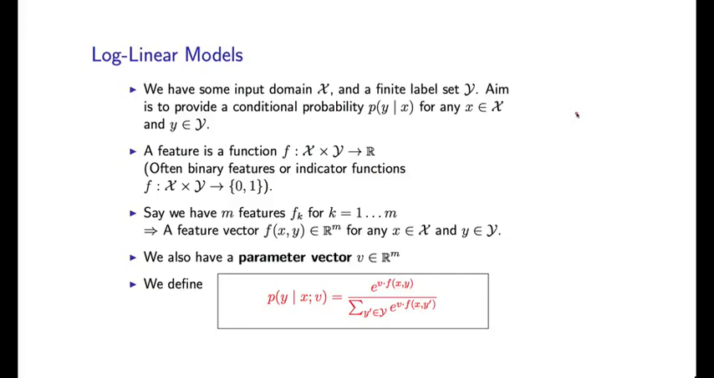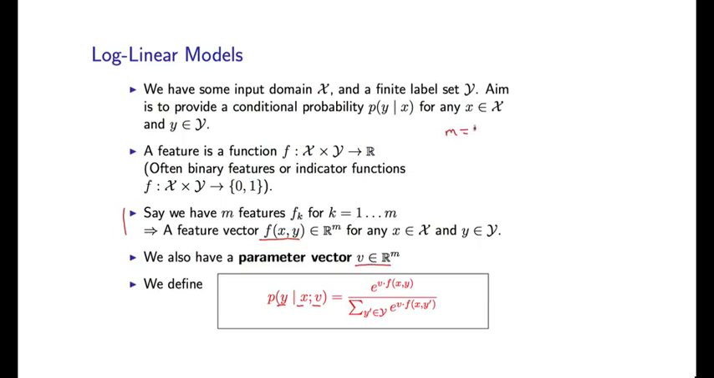So that was a description of a set of potential features in a log linear tagger. This is just a recap on how log linear models take features and produce conditional probability distributions of the form p(y|x) under a parameter vector v. We've already said that we have features f_k for k equals 1 to m, and this gives us a feature vector. And recall that in log linear models we also assume we have a parameter vector v in R^m.